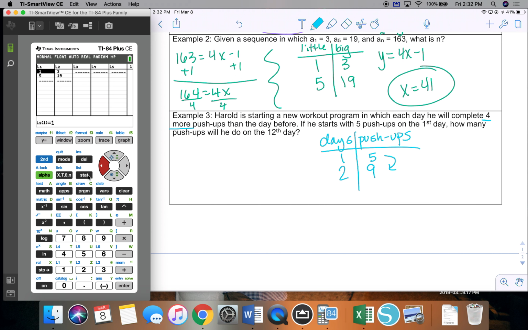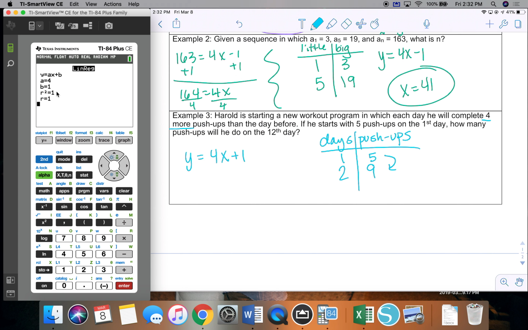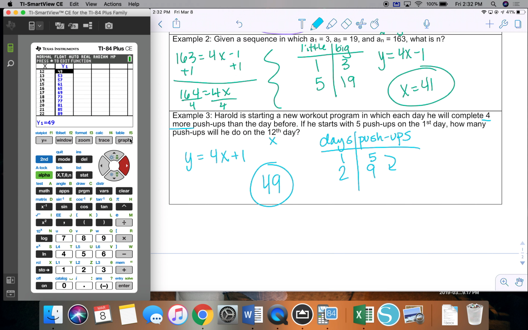I'm going to put this into stat edit and see if I can find a regression for it. So StatCalc 4. My R squared value here is 1, so I will let y equal 4x plus 1. And then they want to know what would happen on the 12th day. So I have 4x plus 1. I'm going to go to the table and look for where x is 12. And when x is 12, y is 49. Alternatively, you could have filled out this chart all the way till you get to 12 and then see how many push-ups you had there as well.